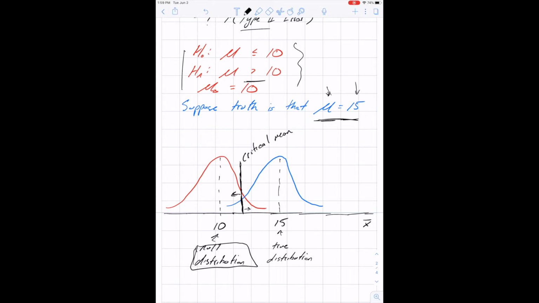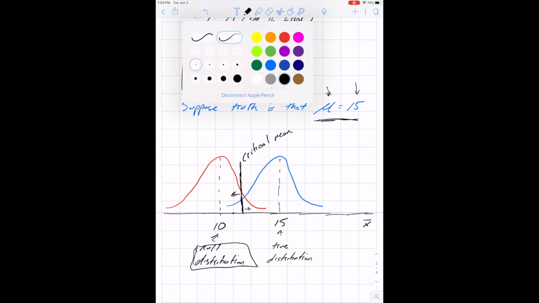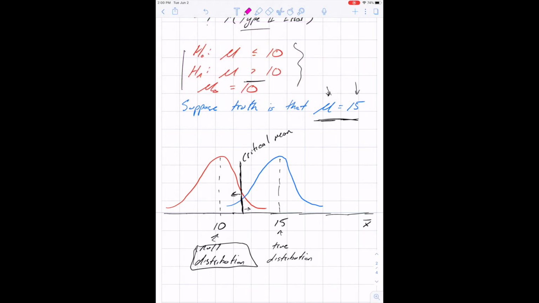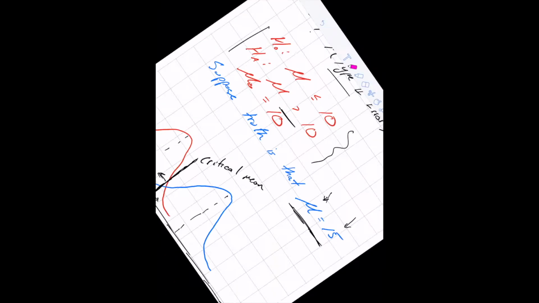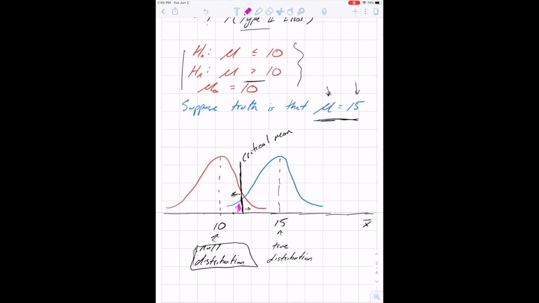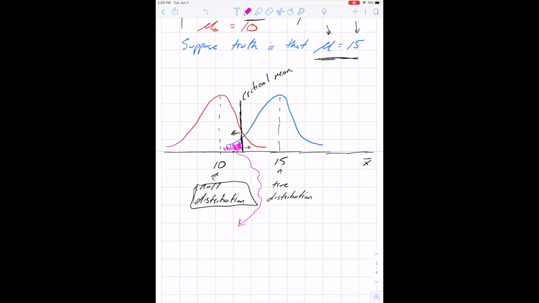So what are the probabilities of these events occurring? Well, first of all, the probability that we're going to land to the left of this black critical mean line is represented by the area under the true distribution. So right here, if I shade this area under this blue curve, it represents the probability of landing in that area if the blue curve is the true distribution. So that right there, for this problem, represents the probability of a type 2 error.